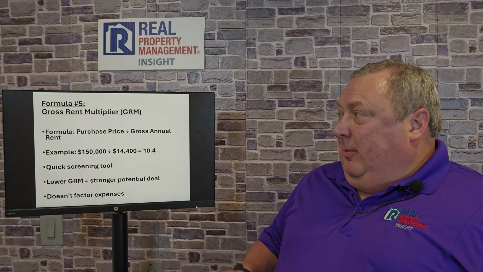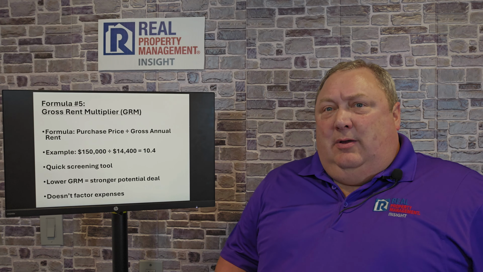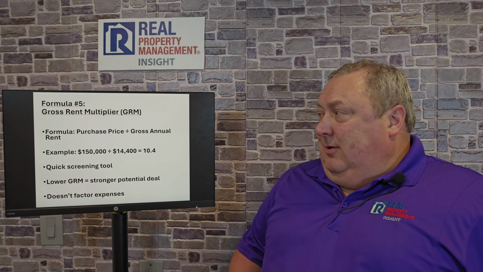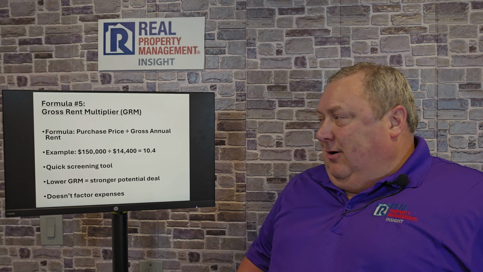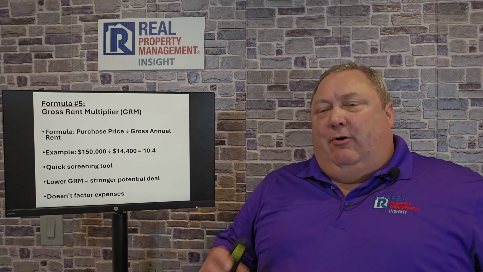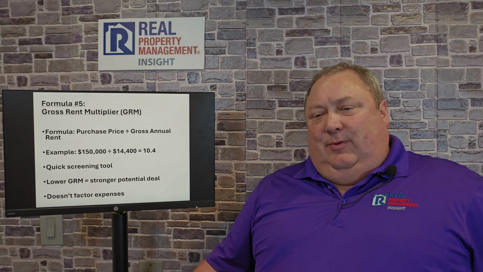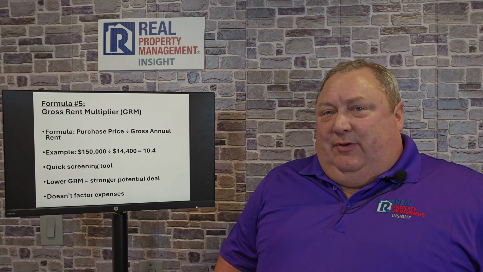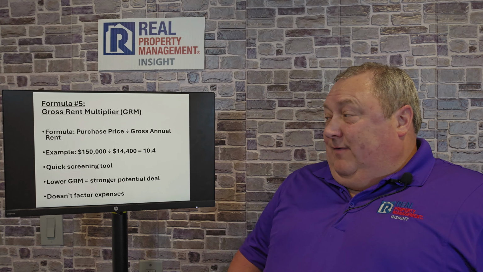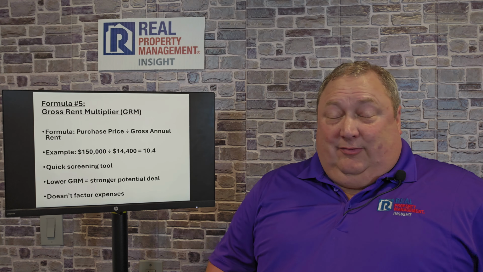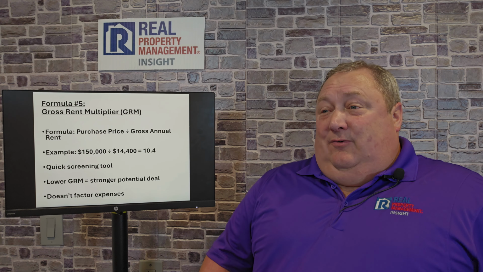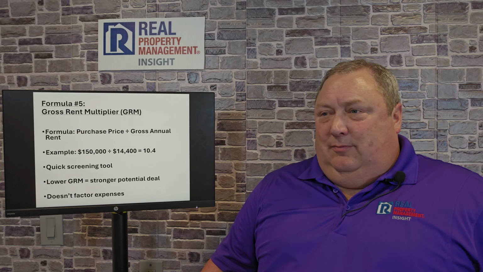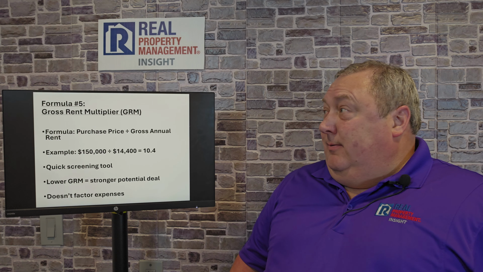The formula is simply the purchase price divided by the gross annual rent. The lower the GRM, the better the investment is compared to the other investments that you're looking at. And again, this one, like I said, is very quick. It doesn't factor in any expenses. So this doesn't look at management fees, utilities, maintenance. None of that is considered in this formula.